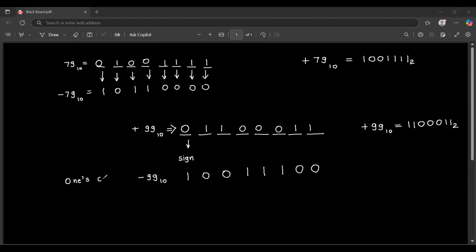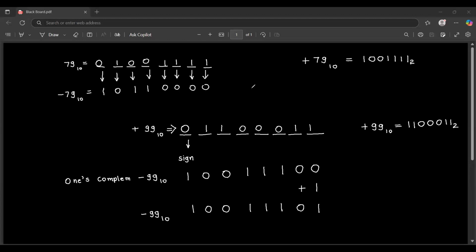It's in the one's complement form. It has not reached the two's complement form yet. To find the two's complement, you just have to add 1 to this. That's the final step. If you add 1, you'll get negative 99 to the base 10, which is equal to 1, 0, 0, 1, 1, 1, 0, 1. So this is what you have to do when you are converting to negative numbers.